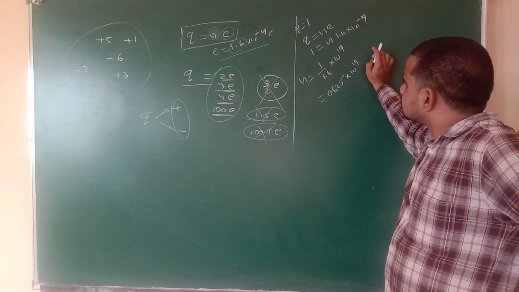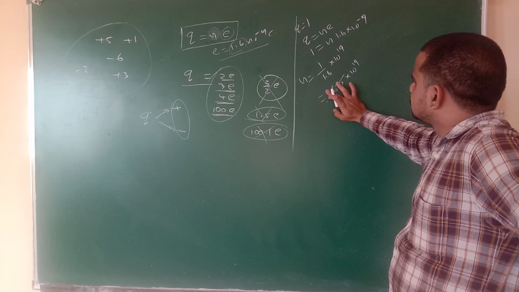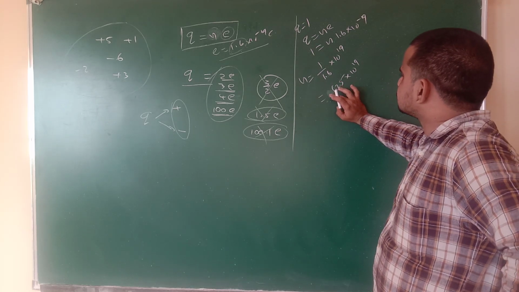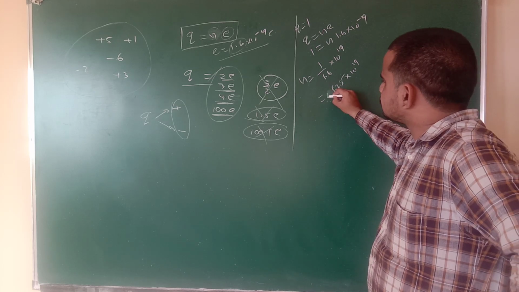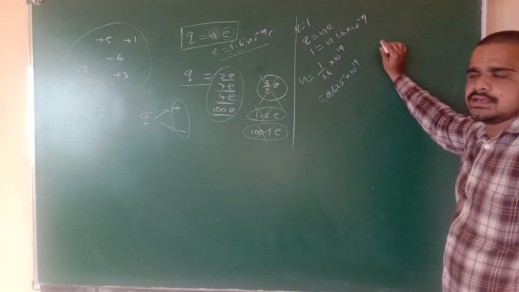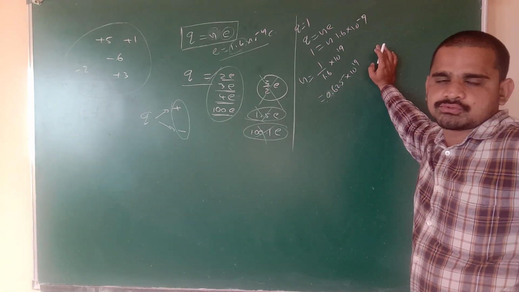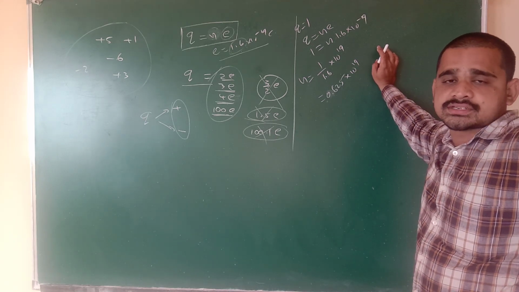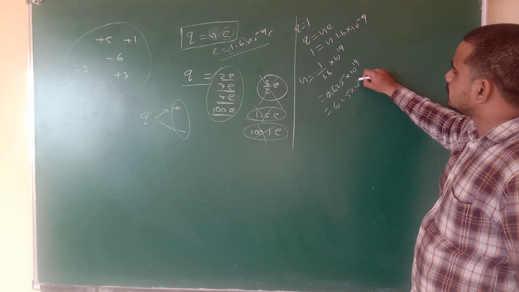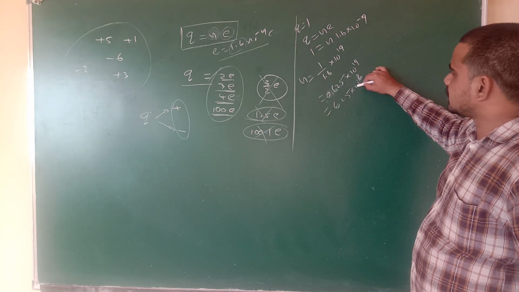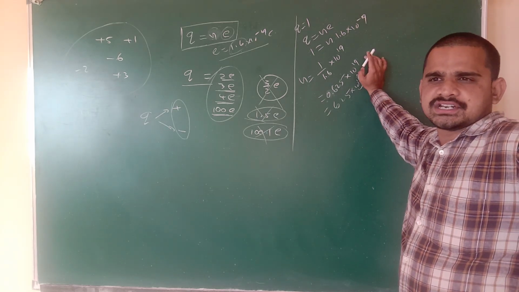How do we get it? 16 goes into 10 zero times; 100 divided by 16 is 6, 96, correct. So 0.625 into 10 power 19, or 6.25 into 10 power 18 electrons, are present in this 1 coulomb of charge.